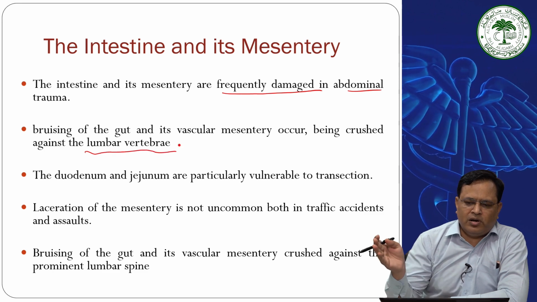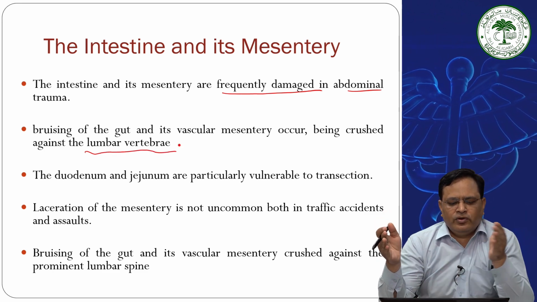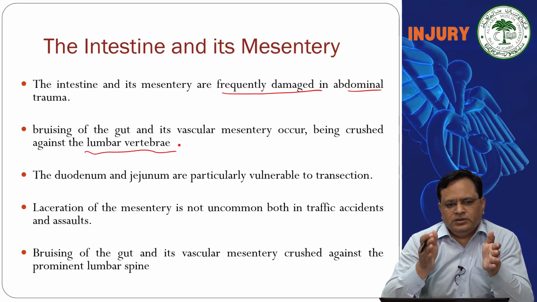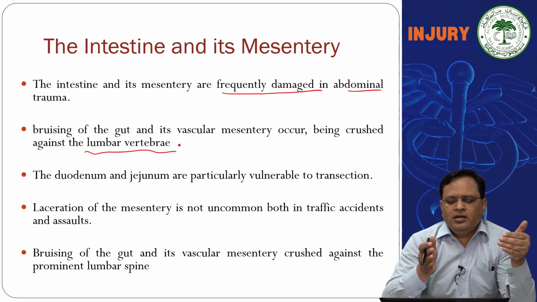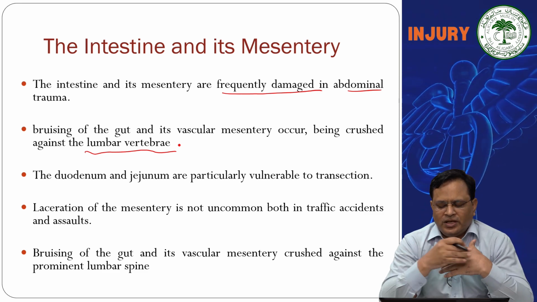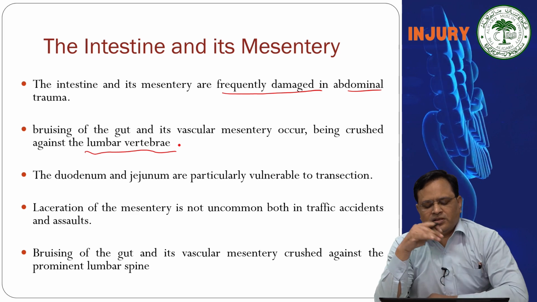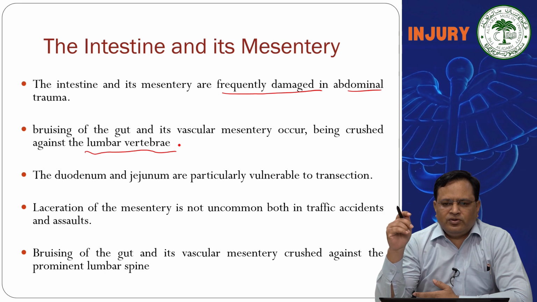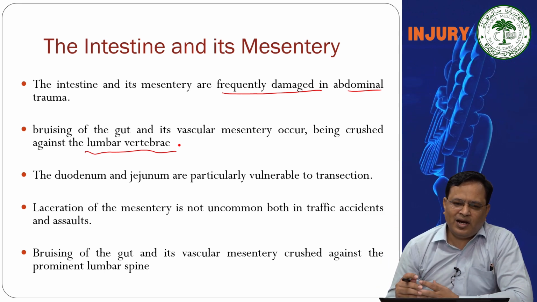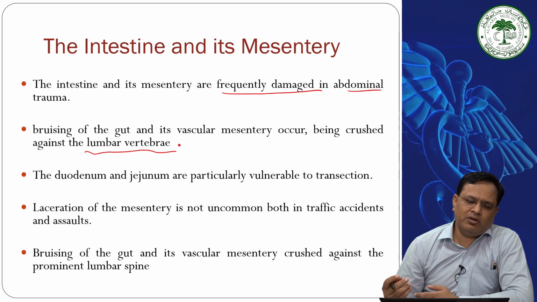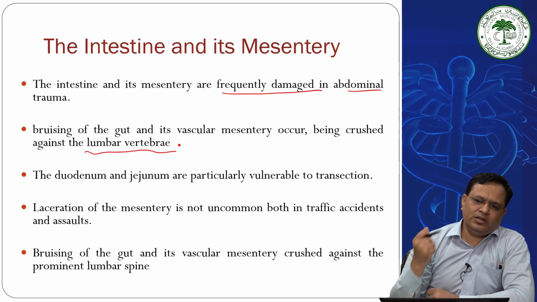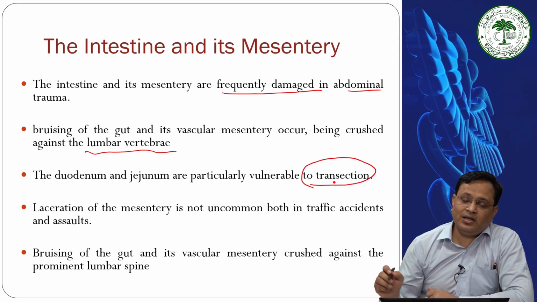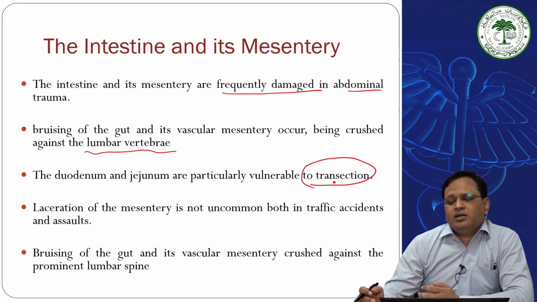The lumbar spine provides the counter force. One force is from the outside, and the lumbar spine being rigid provides a rigid counter force there, and the intestines are crushed in between. We will show in one of the diagrams how it is crushed. The duodenum and jejunum are particularly vulnerable to transection because they are attached to the posterior aspect by fibrous tissues, so they can be stretched out or pulled out and transected, as we discussed with the transection of the aorta. So the duodenum and jejunum can also be transected.